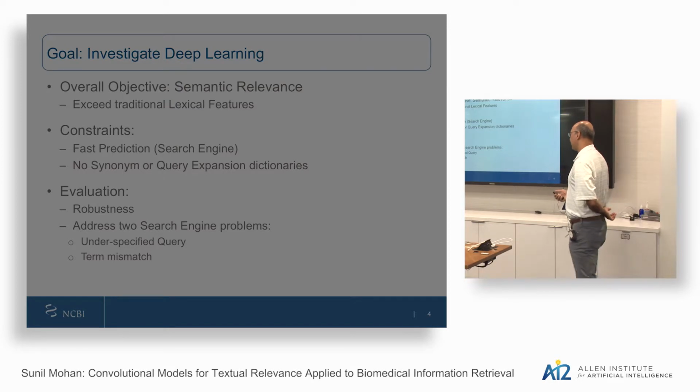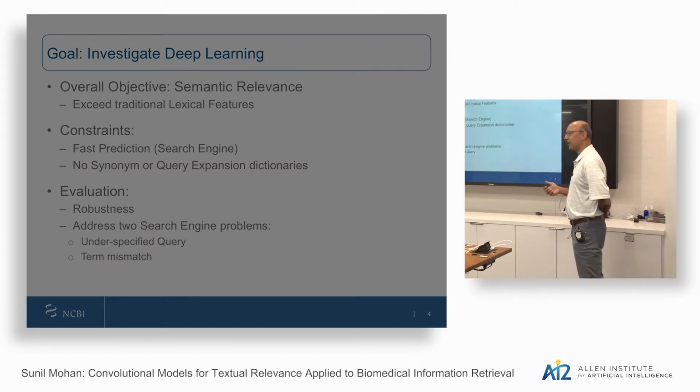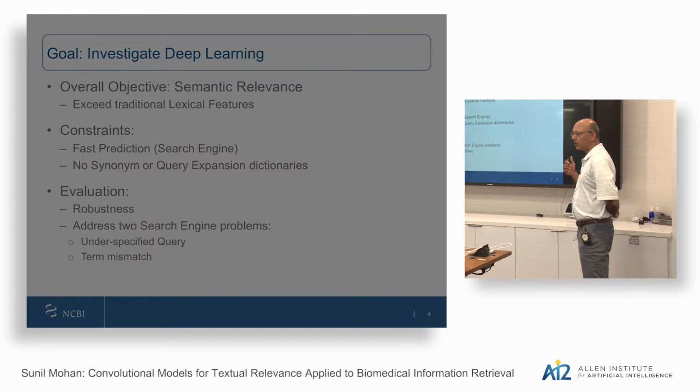So for evaluation, we'll focus on robustness, of course, and two kinds of problems that we see in search engines. The underspecified query refers to the fact that most queries are short. Most queries on PubMed are between 2 and 3 words, just like any other search engine, right? So it's not surprising. And I'm talking about text queries, not Boolean expressions. There are a bunch of expert users who use complex Boolean expressions in PubMed, so we're not counting those at all.